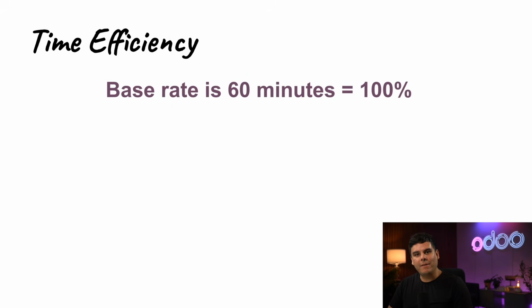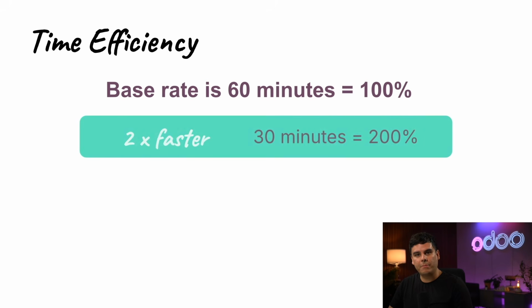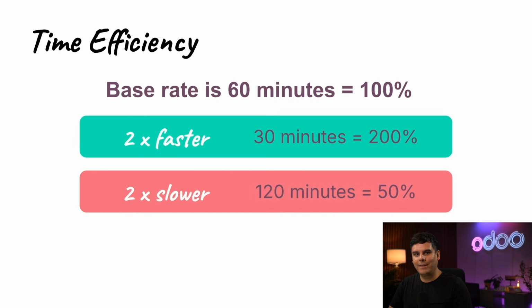If time efficiency is set to 100%, then the task itself will take 60 minutes, which is the base rate on the BOM. If it's set to 200%, the work center is twice as fast, so the same task would only take half the time, or 30 minutes. And if it's set to 50%, it takes twice as long, so the same task would take 120 minutes.